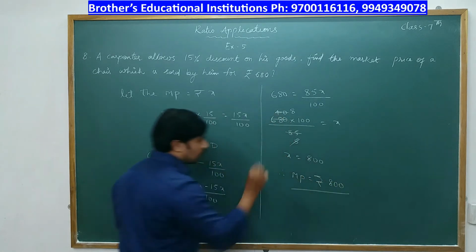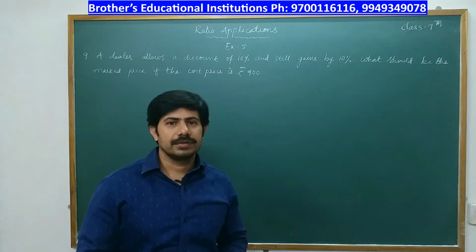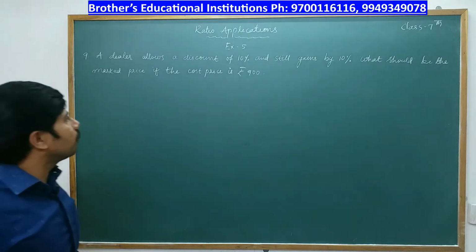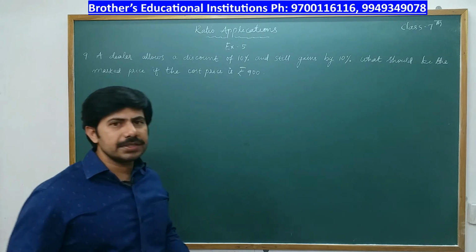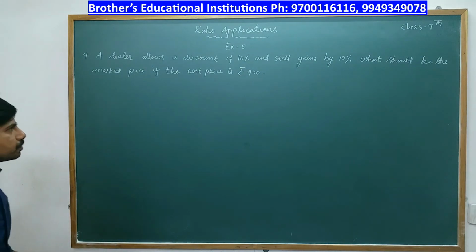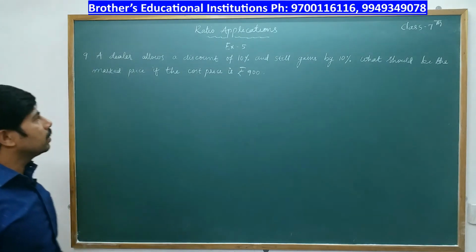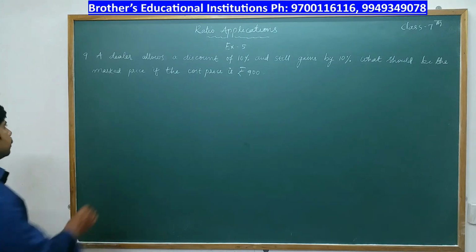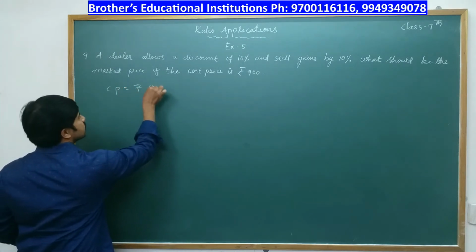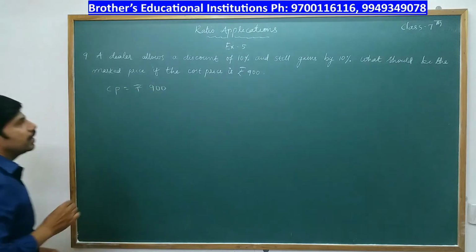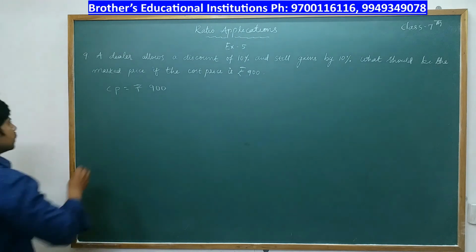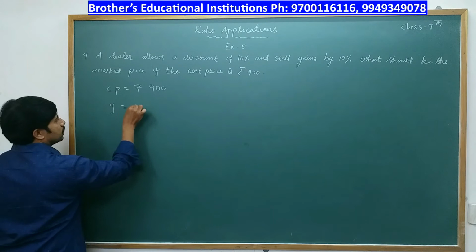Okay, so this is completed. So next problem. A dealer allows a discount of 10% and still gains by 10%. What should be the marked price if the cost price is 900? So here first we'll write the cost price. So what is the cost price? Cost price is rupees 900, right? Now, what is the gain? Gain is 10%.